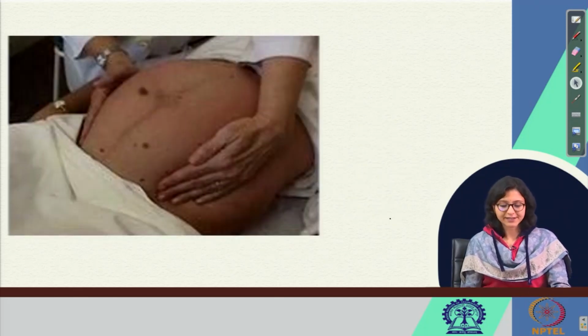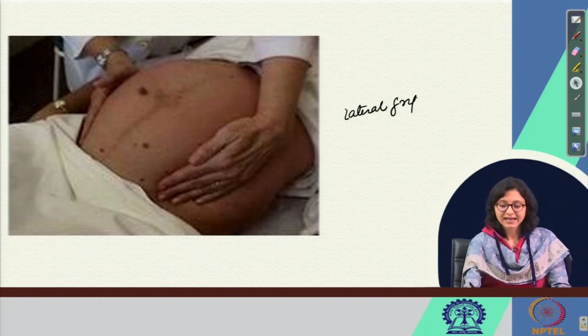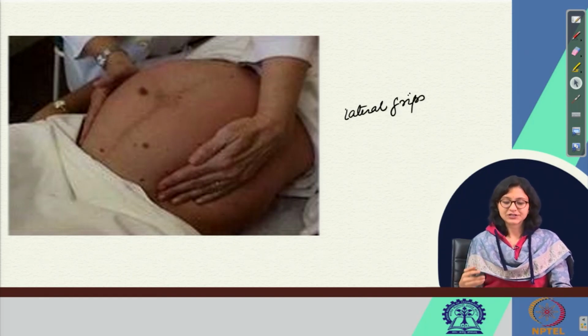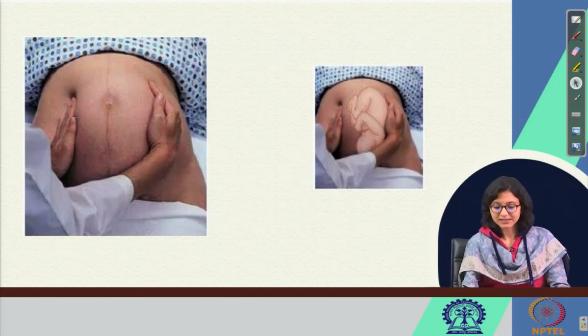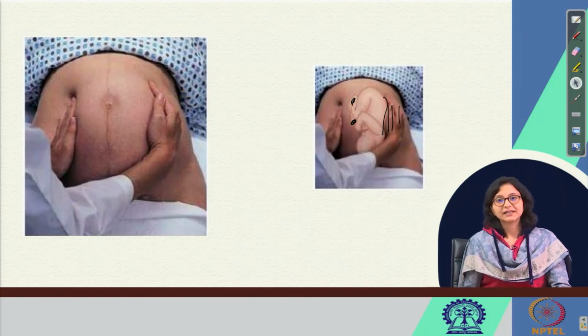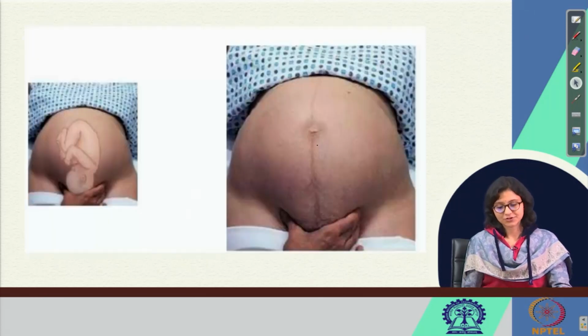So, this is the fundal grip, and these are the lateral grip, Leopold 2, where you ascertain which side is the back of the fetus, or spine of the fetus, and which side are the limbs. See, this is the spine and this side are the limbs. With this hand you will palpate the smooth curved structure, and with this hand you will palpate the knob-like structures.